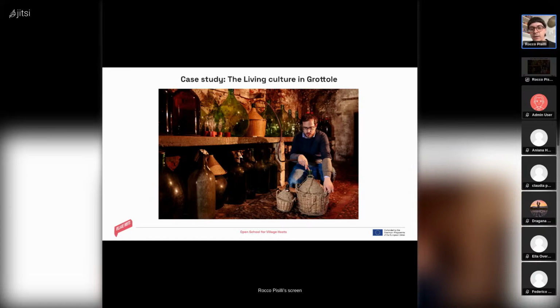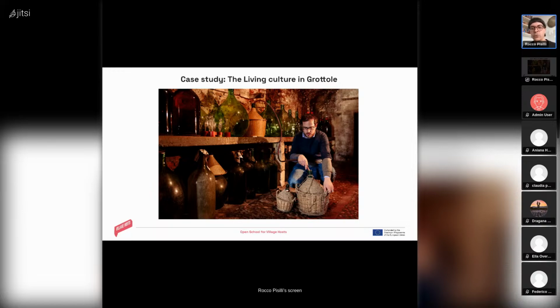The other case study is the living culture in Grottole. In the picture, there is Silvio, one of the founders of Wonder Grottole, in his own cave, because in Grottole, the name Grottole means caves. And the village of Grottole is full of caves. There are more than 700 caves where people used to live like 6,000 years ago. So it's a really old village.